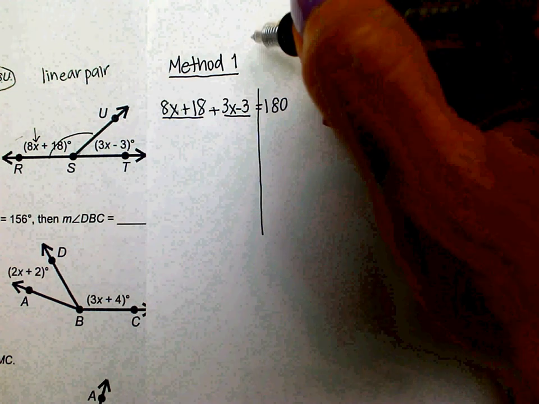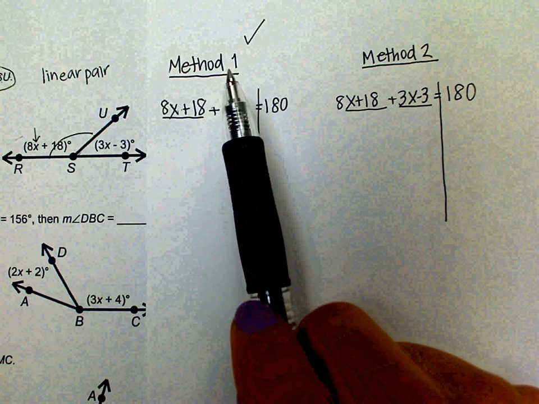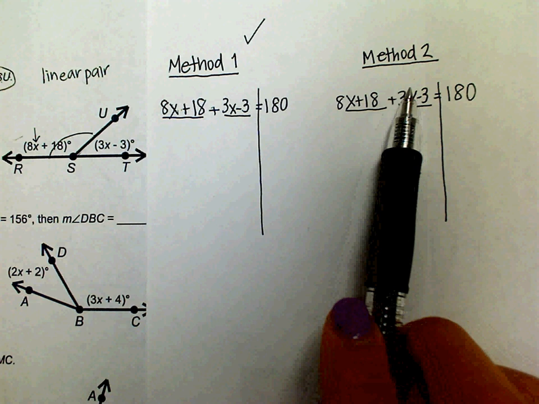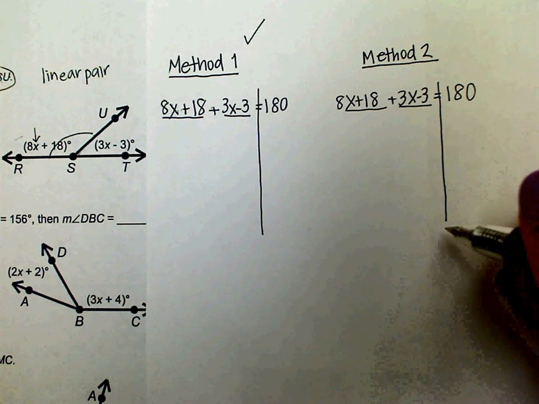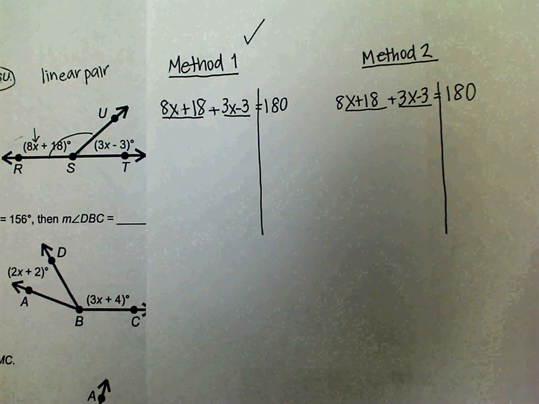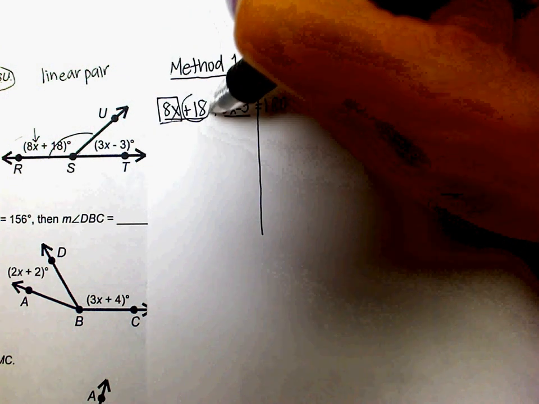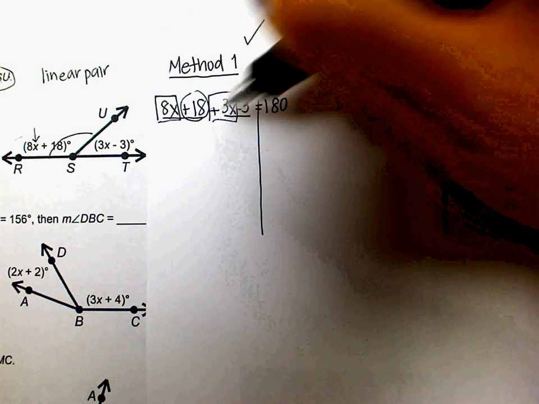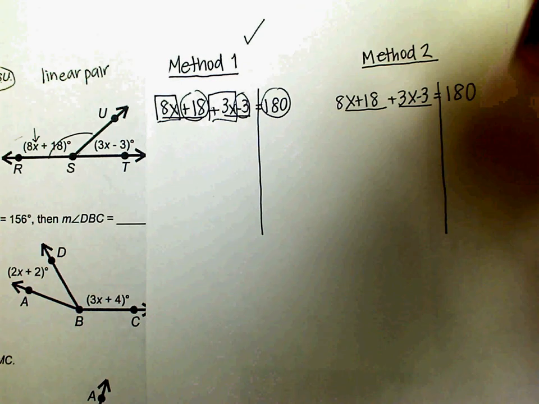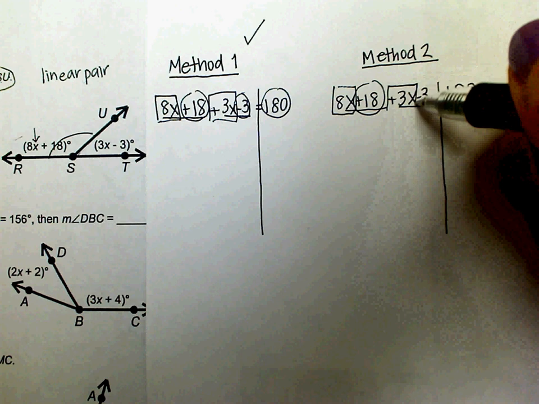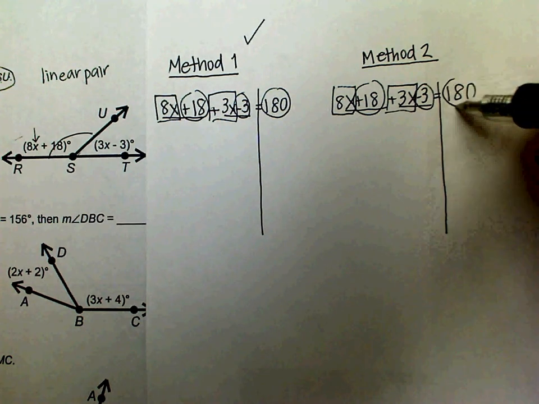Now again, I would say that the preferred method is method 1, but if you're not comfortable with 1 yet and you need to do method 2, then you can do that until you can be ready to do method 1. So here we go. We got a box, circle, box, circle, circle. You do that with method 2 as well. It would be a good idea to always know what your terms are.